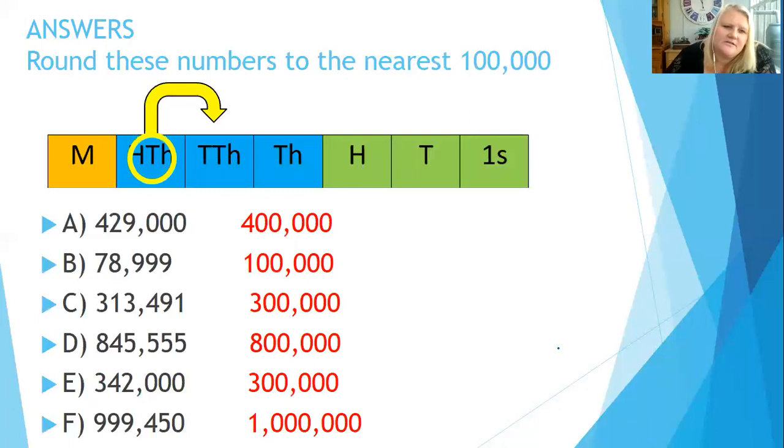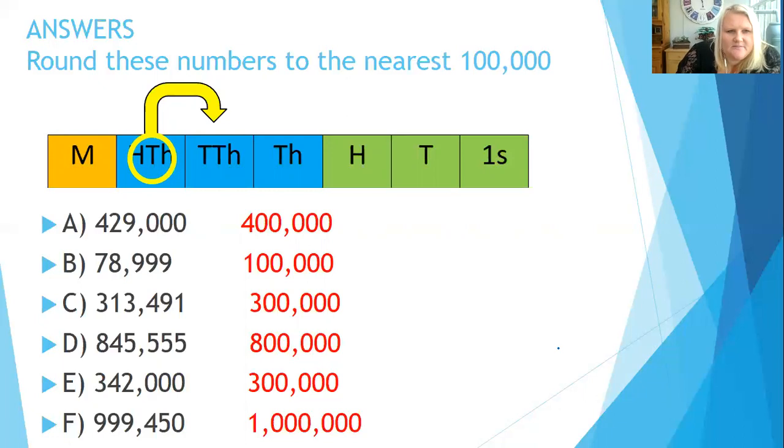Okay, so the answers to that. 429,000 when rounded to the nearest 100,000 rounds down to 400,000. 78,999 would round up to 100,000. 313,491 would round down to 300,000. 845,555 would round down to 800,000. 342,000 would round down to 300,000. And 999,450 would round up to a million. Well done for giving those a go.